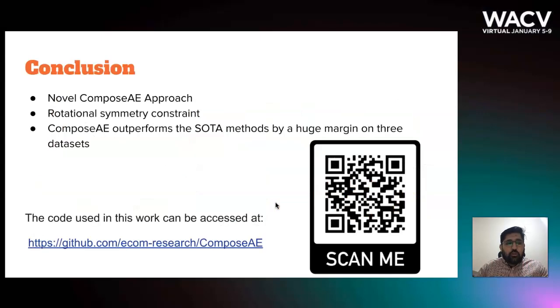In conclusion, we propose a novel method, ComposeAE, to compose the representation of the source image rotated with the modification text in a complex space. We also introduce a rotational symmetry loss in the training objective. Our experiments on 3 datasets show that ComposeAE consistently outperforms SOTA methods on this task.